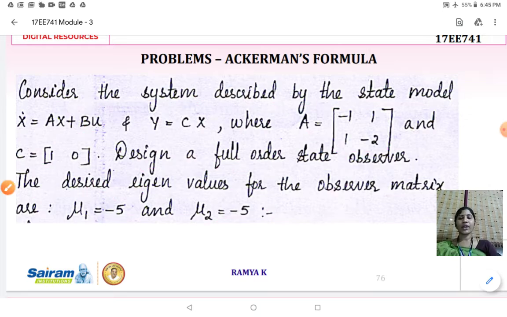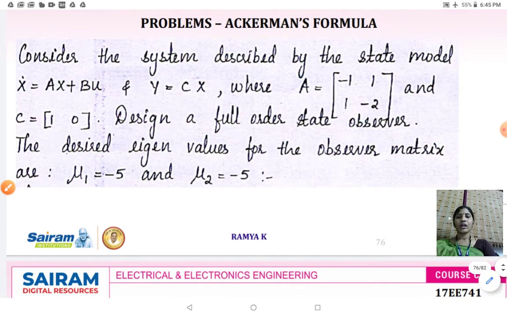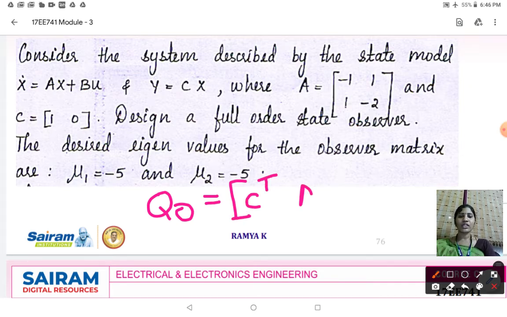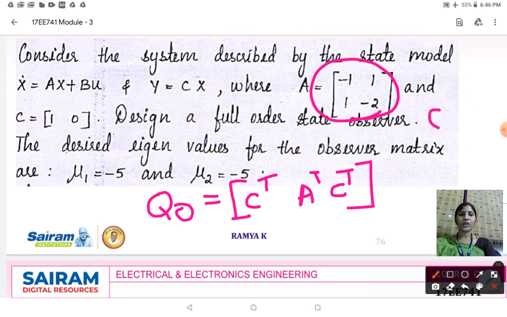Now, to identify the system state observer gain, first we have to check whether the system is completely observable or not. We will solve this particular problem to find the observability by means of Kalman's test. In Kalman's test, the formula is Qo is equal to [C transpose, A transpose C transpose]. Here I am going to stop with only two terms. Why? Because the order of your A matrix is 2 cross 2 and the number of state variables is only 2.